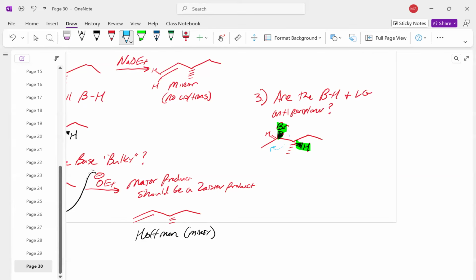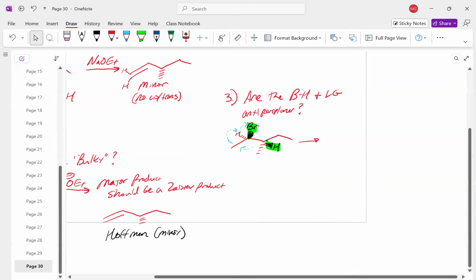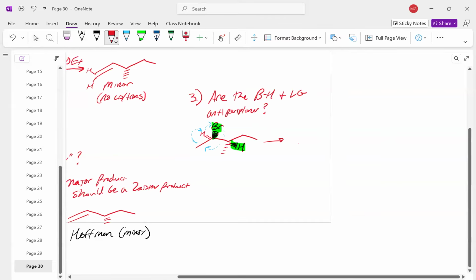That bromine will become a solid line. Whatever this group is, that methyl group will become the dashed one, and then this hydrogen will move to where the bromine is. So what does that side now look like? So now this is my bromine. Now the methyl group is here. And now this hydrogen is here.